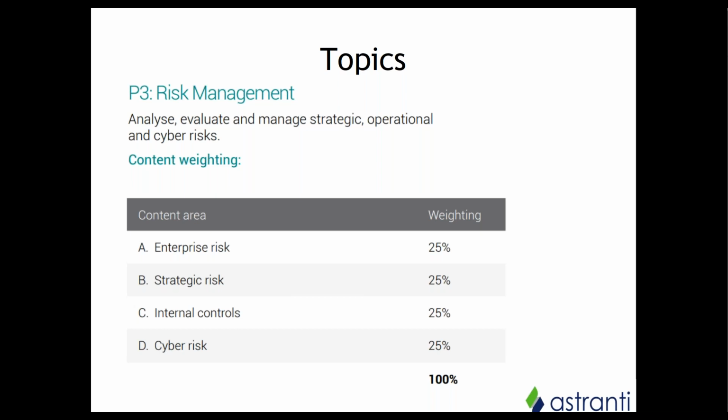Then for C, we have internal controls, and this is to do with audit and making sure that you have got a sound control environment in place, making sure that any risks that you've identified are being managed effectively, and the controls that you've put in place to manage those risks are being adhered to effectively as well.